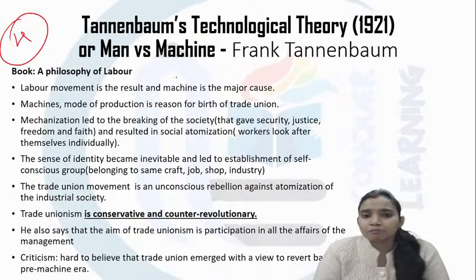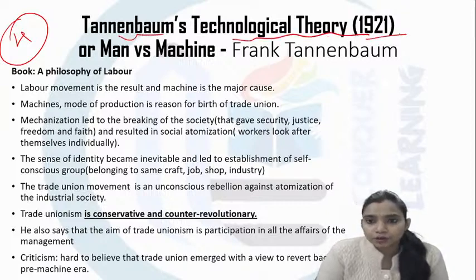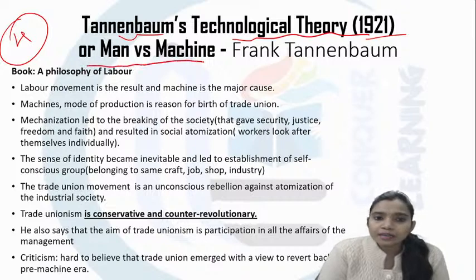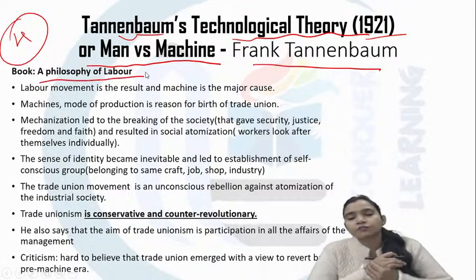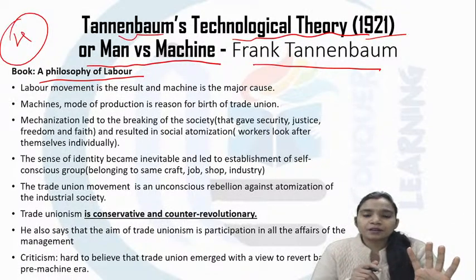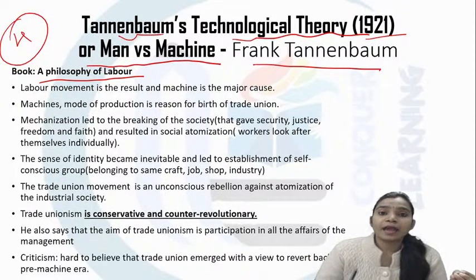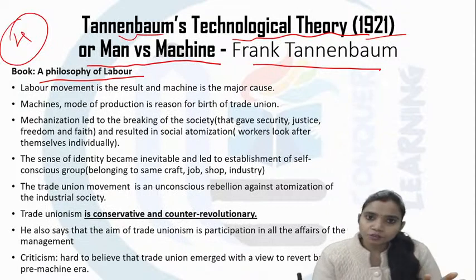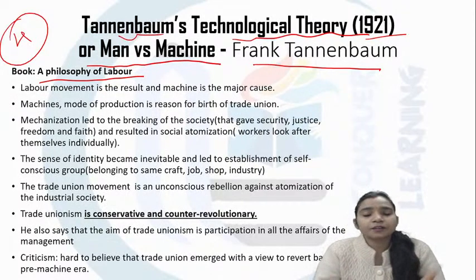Next, fourth, very important from the exam point of view, is Tannenbaum's technological theory, 1921, also called man versus machine, given by Frank Tannenbaum. So what theory is this? The book given by him, The Philosophy of Labor. Tannenbaum said the labor movement, or the formation of the trade union, is the result and machine is the cause. According to him, as soon as machines came into the industries, trade unions were born.